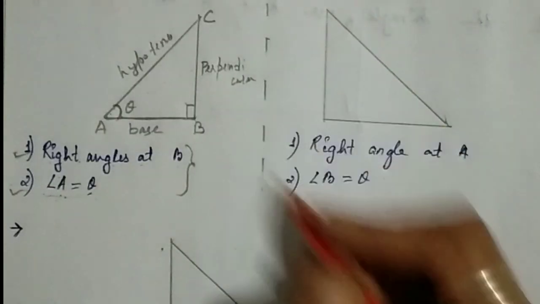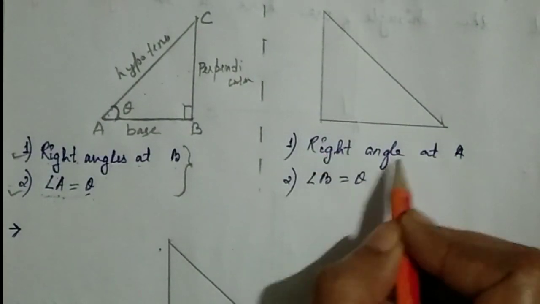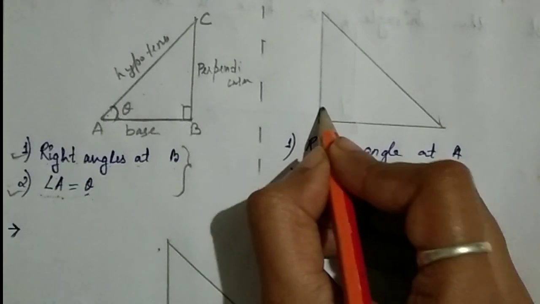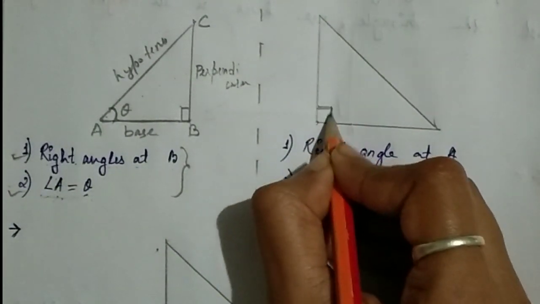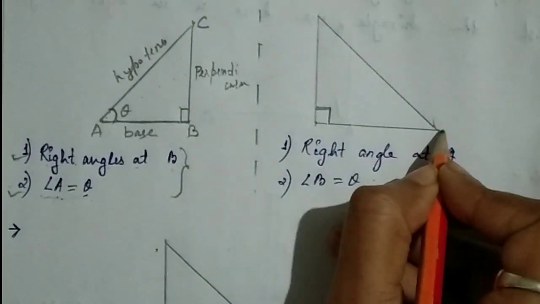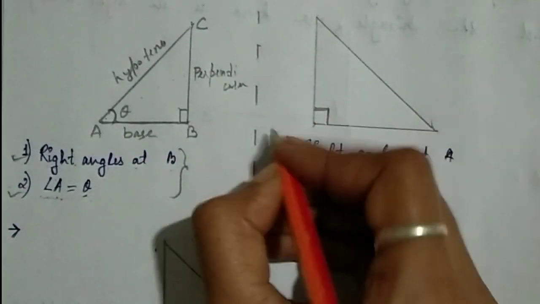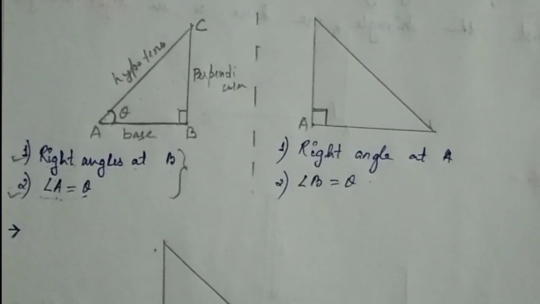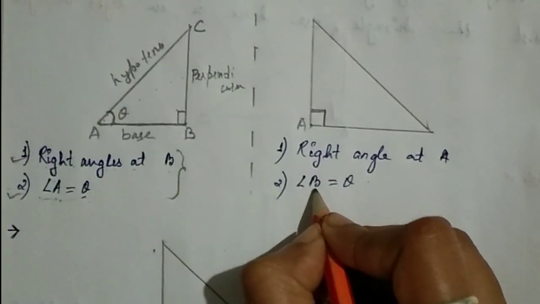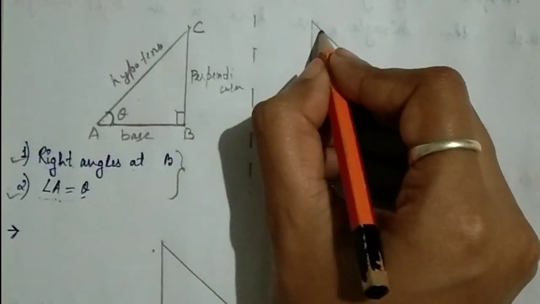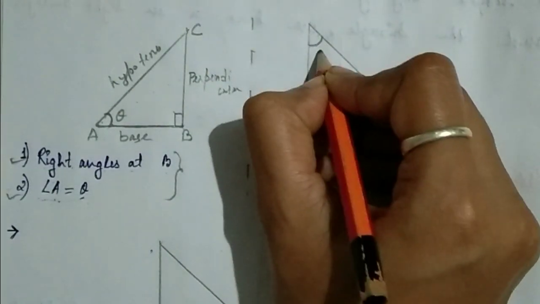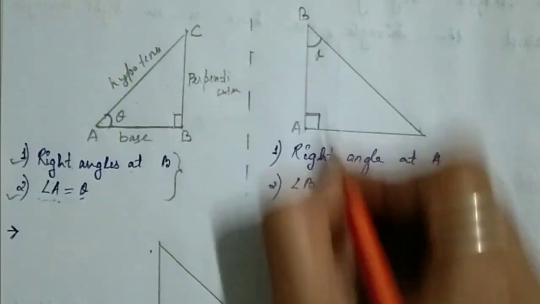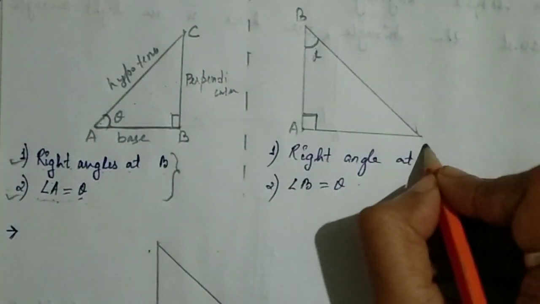Now let's consider the second figure. Here it is given the right angle at A. It means this angle. When we see this, we come to know that this will be 90 degrees. So it's going to be A. Now angle B is equal to theta. We can consider either this one as theta or this one as theta. Now let's consider this one as theta. So this will be B and this will be anything, so name it as C.